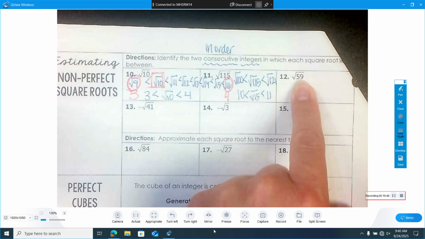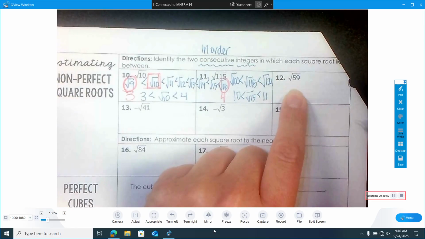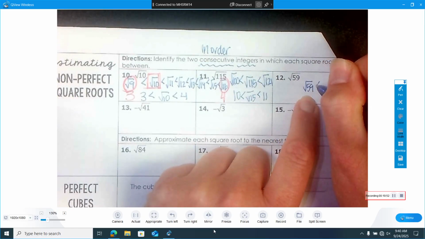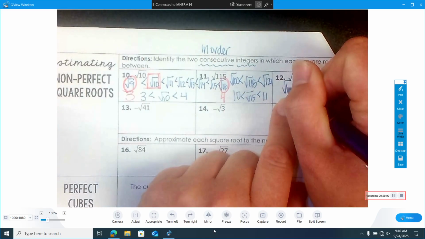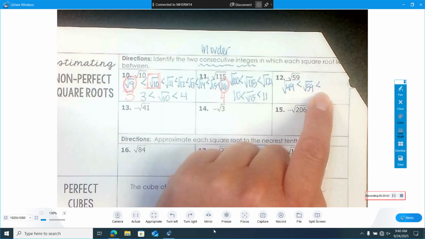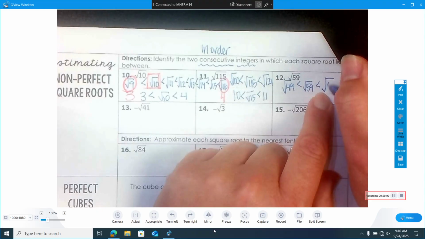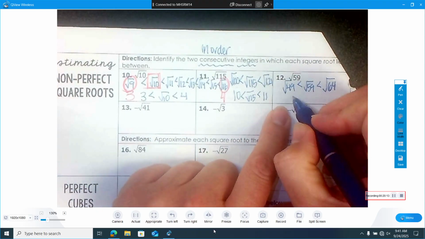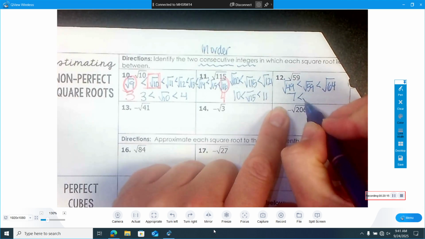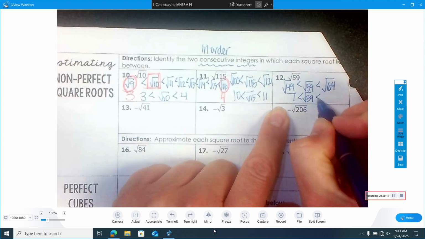59. What are some perfect squares that radical 59 falls between? What's one that's smaller? What's less than 59? 49, radical 49, and bigger than 64, no, 67 is not a square root. All right, so between 7 and 8.